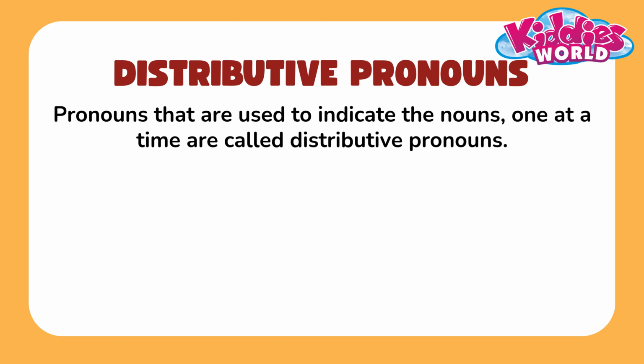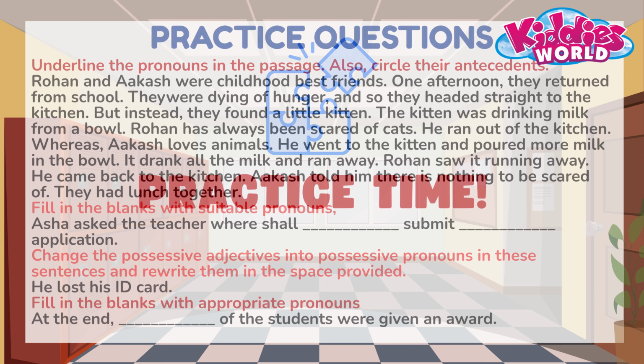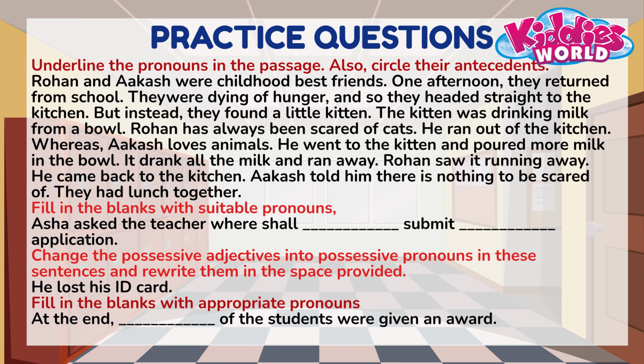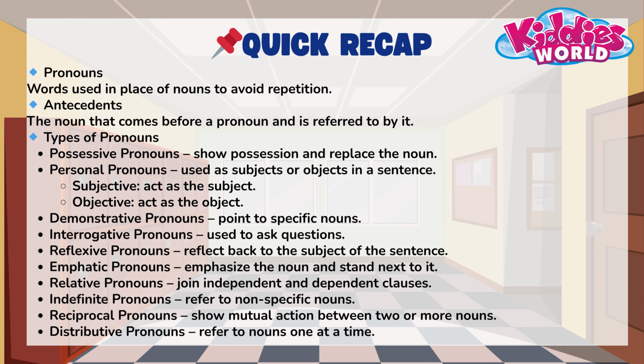Pronouns that are used to indicate the nouns one at a time are called distributive pronouns. Check the examples. Practice time. Now it's your turn. Solve the question below. Check the answers. Excellent work today.